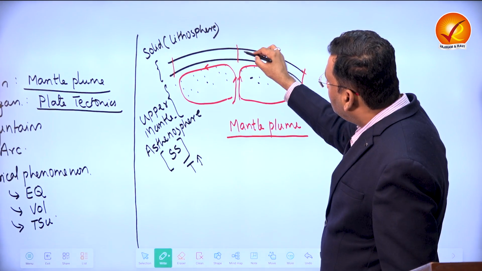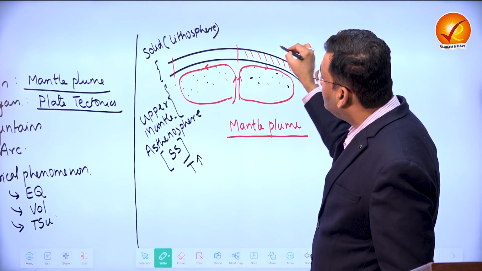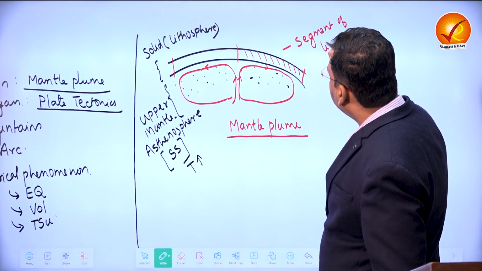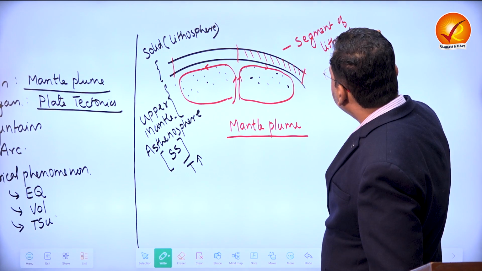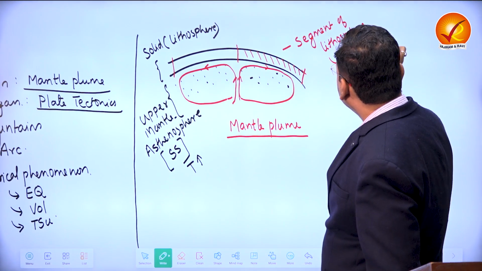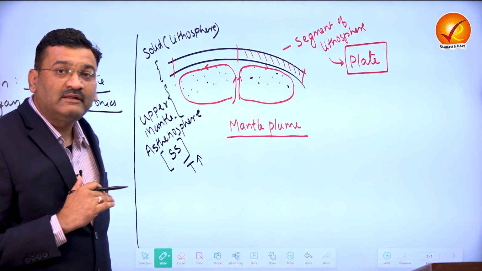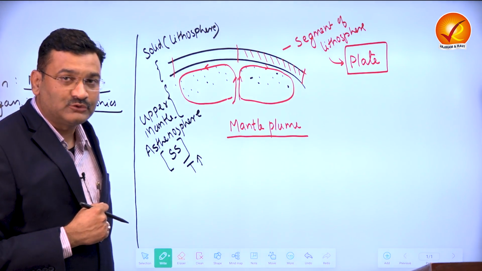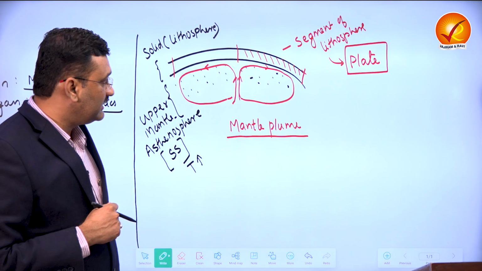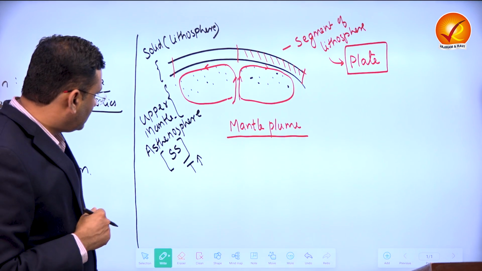So in this way, what is happening to the lithosphere? The lithosphere is getting divided. So we get a segment of lithosphere, and each segment of lithosphere is now referred to as a plate. So what is a plate? A plate is a segment of a lithosphere. The outermost solid layer of the earth is known as lithosphere. Lithosphere is floating on asthenosphere or upper mantle.